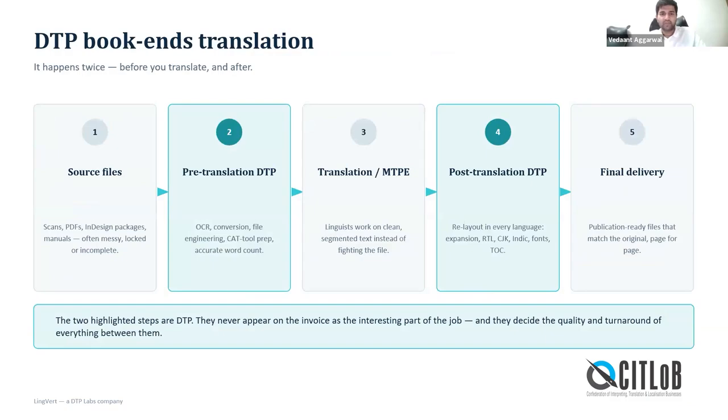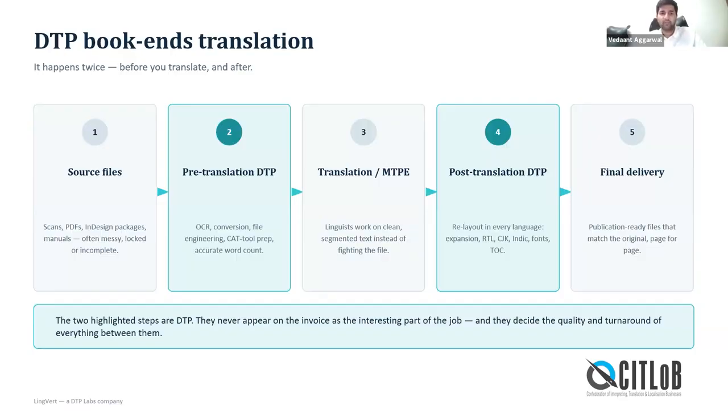This is the most useful picture in the session, so let me slow you down. Most people think that DTP is something that happens after they hand their work back. Actually, it happens twice. Step one, the source files arrive: scans, PDFs, InDesign packages, manuals. They're often messy, often locked, often incomplete. Step two is the pre-translation DTP: OCR, conversion, file engineering, CAT tool prep, and critically an accurate word count. We'll come back to that. Step three is the translation or the post editing on a clean segmented text, if step two was done properly, which is the biggest assumption.